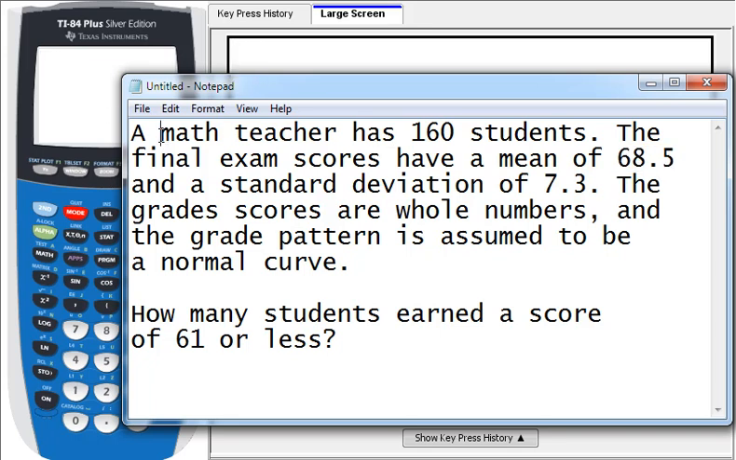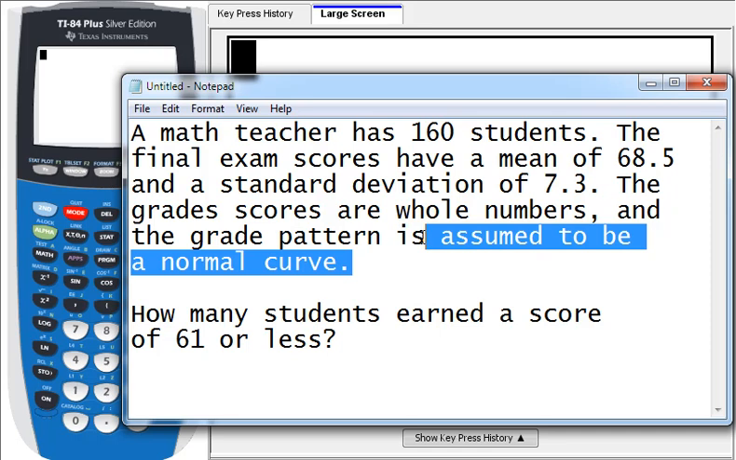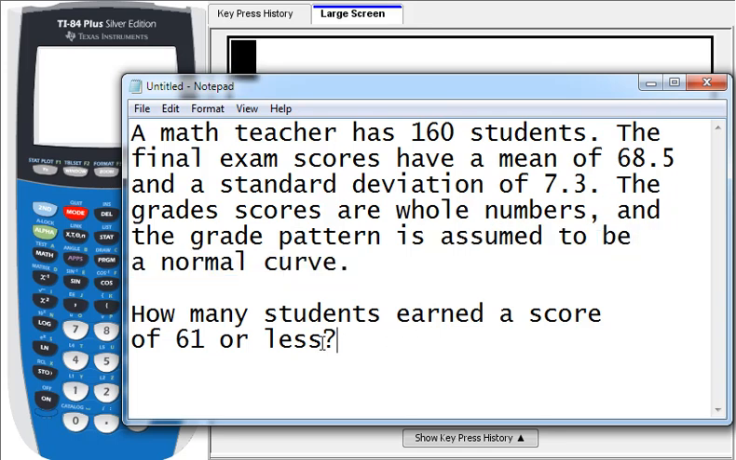A math teacher has 160 students. The final exam scores have a mean of 68.5 and a standard deviation of 7.3. The grade scores are whole numbers and the grade pattern is assumed to be a normal curve. Okay, so when you get a problem like this, be sure that that language is in there, that it's explicitly stated that it has a normal curve. Otherwise, it's not valid. How many students earned a score of 61 or less?